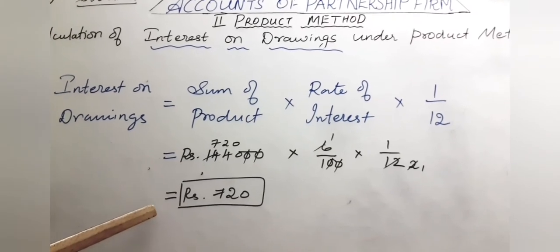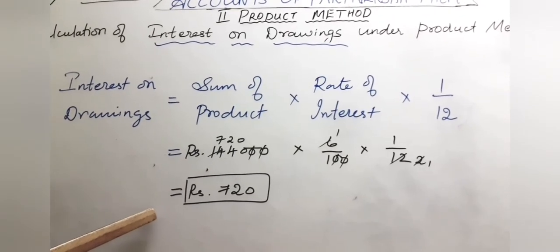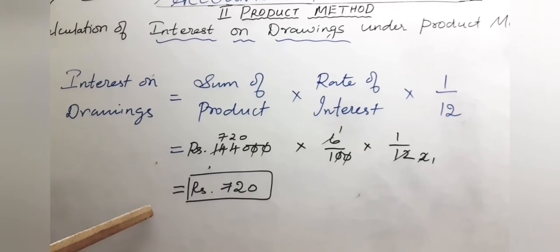So that is all, children. So the product method is over. In the next section we will see the average period method.